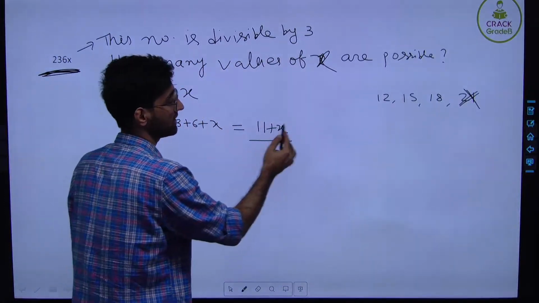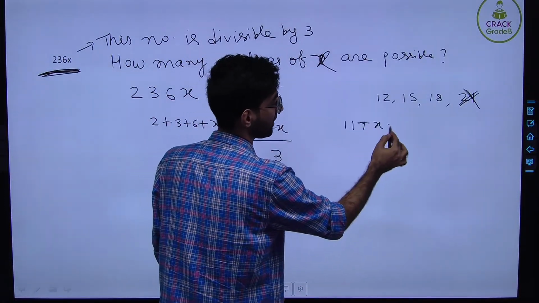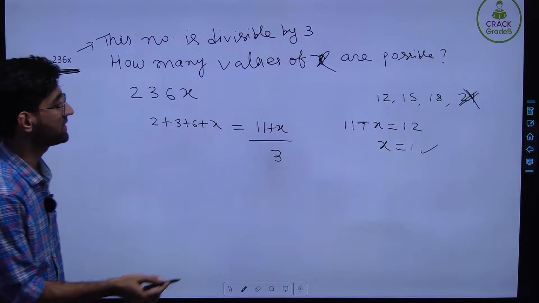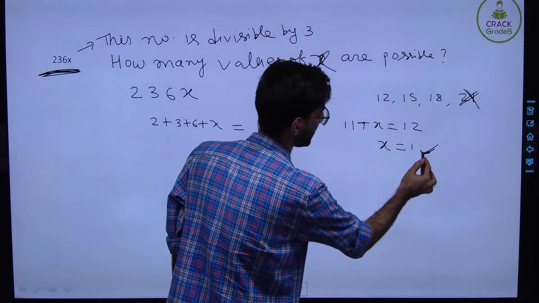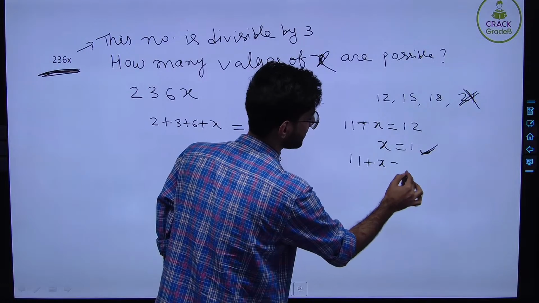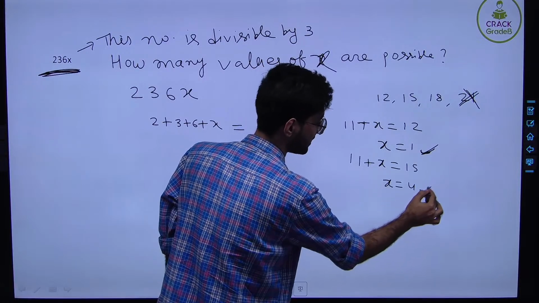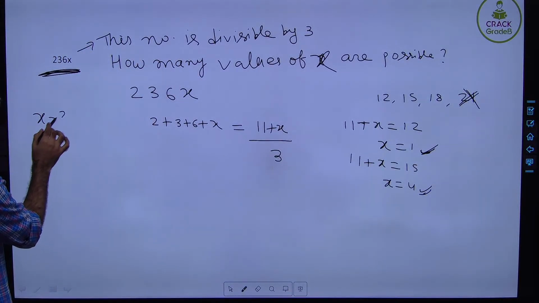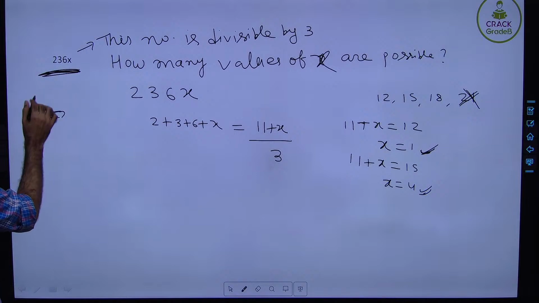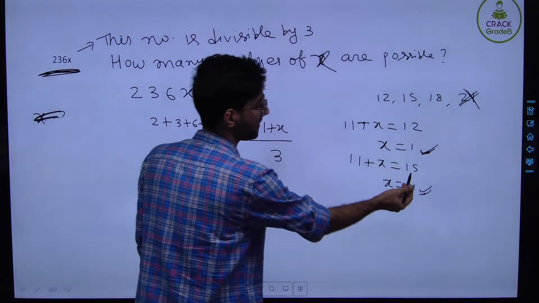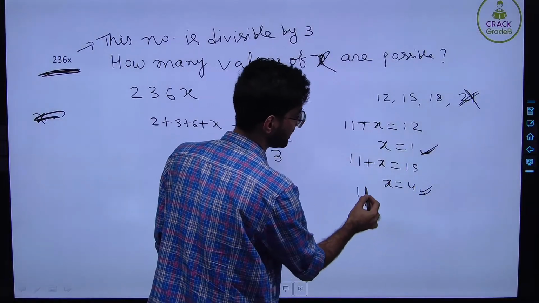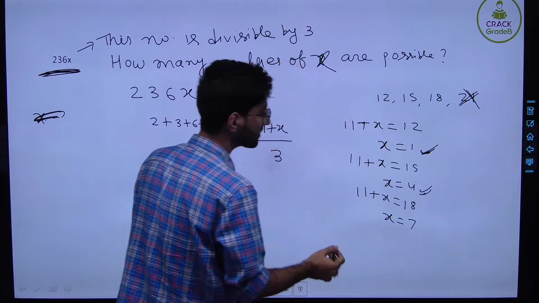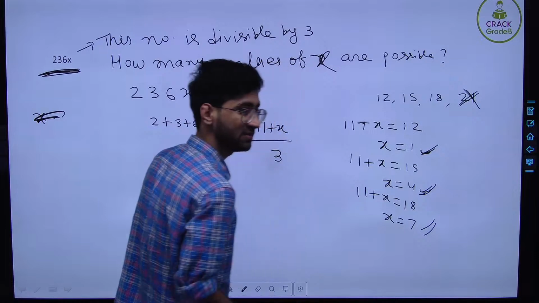Now try to think 11 plus x equal to 12. Yeah, this is feasible. x will be equal to 1, so 1 is definitely a possible value for x. Now 11 plus x is 15, so obviously x will be 4. Yeah, 4 is feasible. Why? The possible values of x are from 0 to 9, right? So 11 plus x equal to 15 means x equal to 4. Then 11 plus x equal to 18, so x equal to 7. So how many values? 3 values, right?